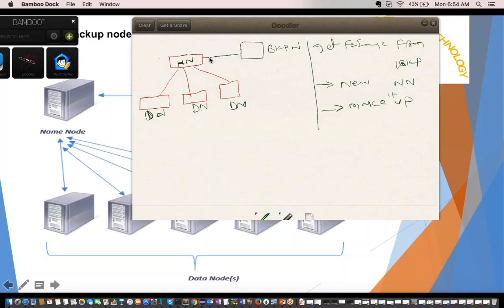Either we will make the backup node the primary name node, and get another machine for the backup node, with some configuration changes. Otherwise, if hardware is already available, we will take a new machine, get the copy from the backup node, load it into the new hardware, and make that new hardware the name node. Clear on this point, Ramya?